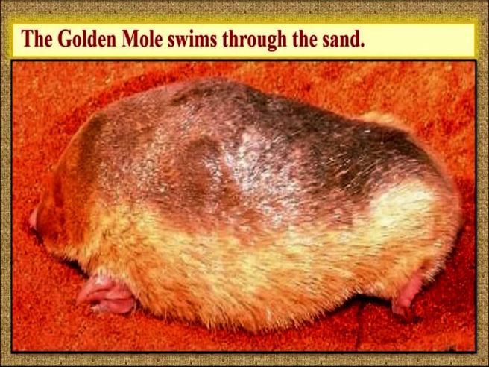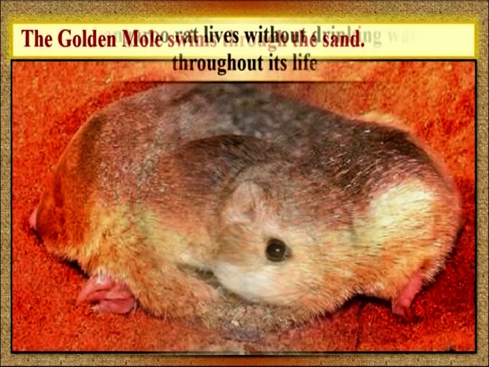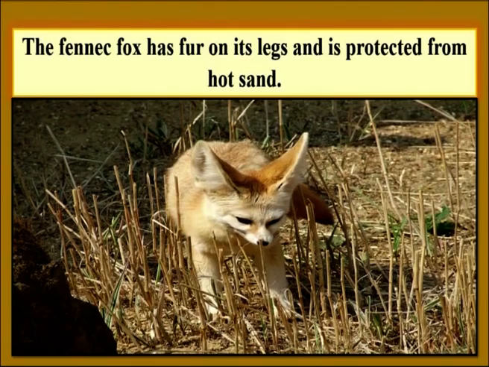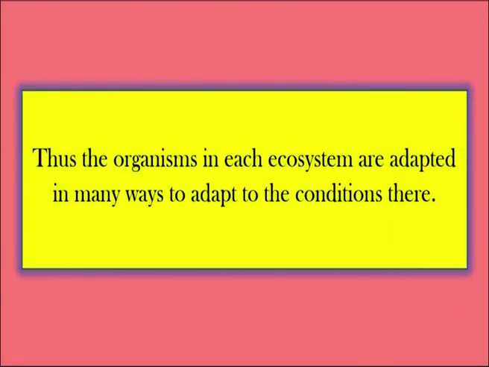The golden mole swims through the sand. The kangaroo rat lives without drinking water throughout its life. The fennec fox has fur on its legs and is protected from hot sand. Thus, the organisms in each ecosystem are adapted in many ways to the conditions there.